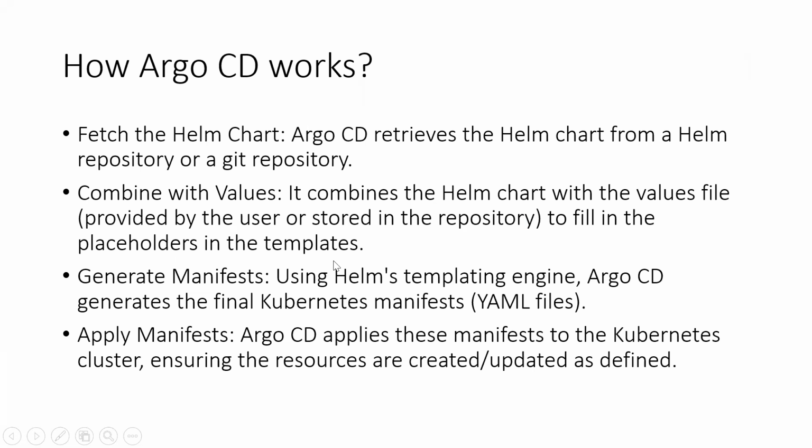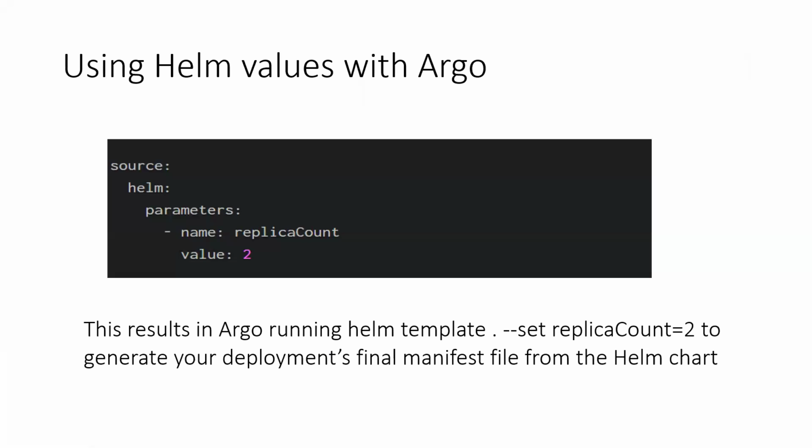We will be creating the placeholder, and it will fill it. It will generate the manifest file. Once it picks the values from the values.yaml file, it will replace the placeholder, generate the manifest file, and apply this manifest file. This is the way you can see it. This is the values.yaml. Now you can see the replica count is there.